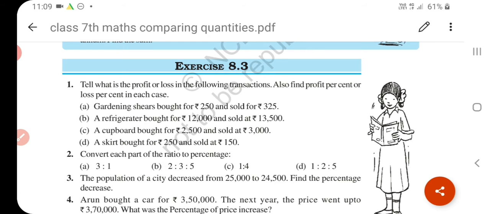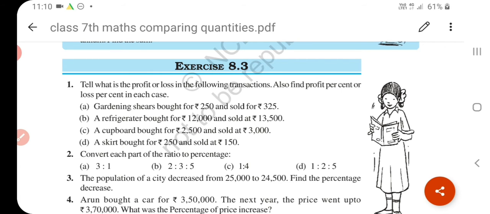Okay, and if you want to find SP when CP and profit are given, then the formula is SP is equal to CP plus profit. And when you want to find CP, then the formula is SP minus profit. Okay, understand? So this way you have to find the CP and SP.